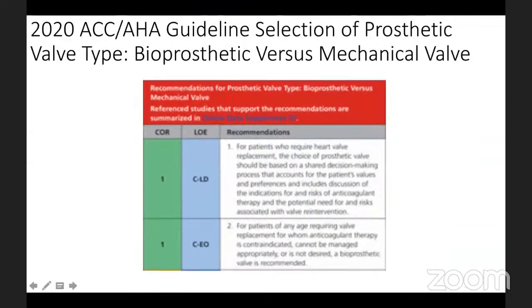Moving to the valve choice, either bioprosthetic or mechanical. This is according to the American Heart Association guidelines 2020. For patients who require valve replacement, the choice of a prosthetic valve should be based on shared decision-making, taking into consideration the patient's preferences and condition. This is a class 1 indication. For patients at any age who require replacement, in whom anticoagulation therapy is contraindicated or cannot be followed or managed, a bioprosthetic valve is indicated as a class 1 indication.